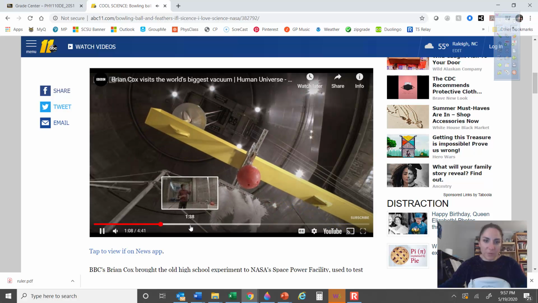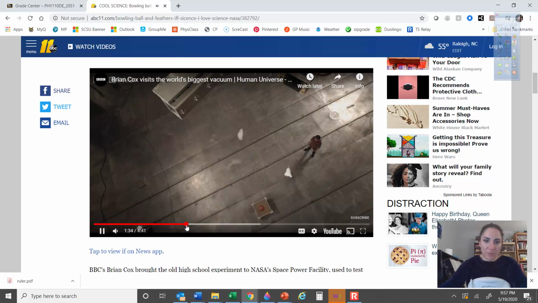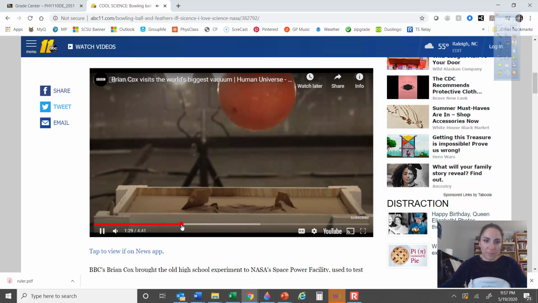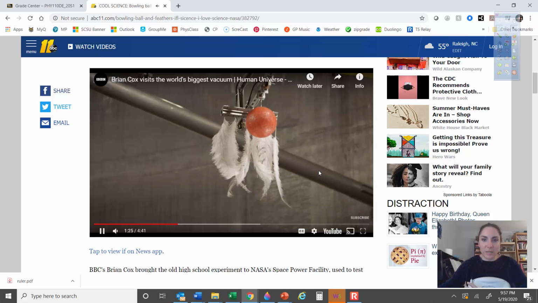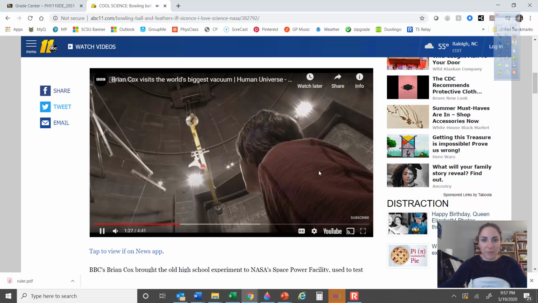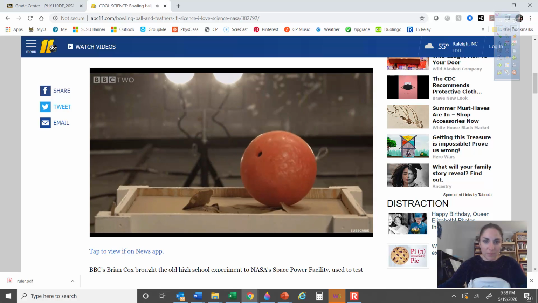Okay, so now they're going to drop it. It's coming up soon. Okay, so this is in regular air. Notice he's standing there, so he's breathing, so there is air resistance here. There we go.